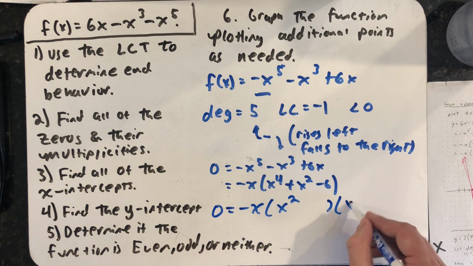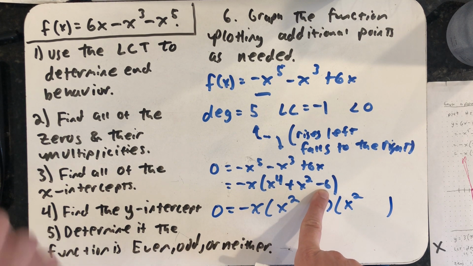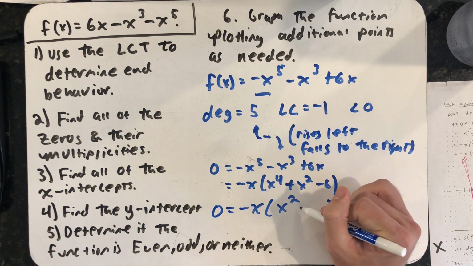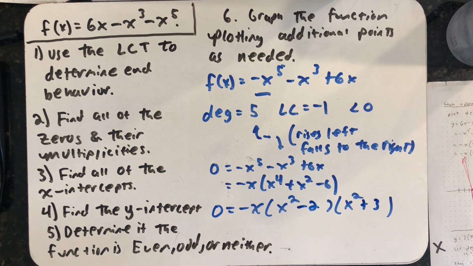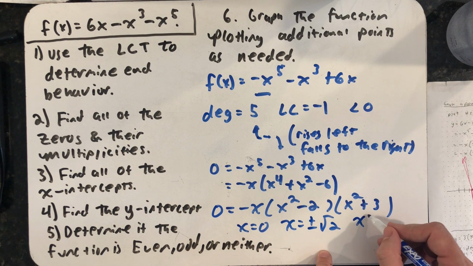I'll need an x squared times an x squared to give me that x to the fourth. Looking at the last term here, I know I'm going to have things that multiply together to give me 6, but have a difference of +1. So I think I'm going to have a +3 and a -2. Now if I imagine setting all three pieces with a variable equal to 0, I'll find out the zeros are x equals 0. Here I would have x squared equals 2, so I'd get x equals plus or minus the square root of 2. And here I'd have x squared plus 3 equals 0.